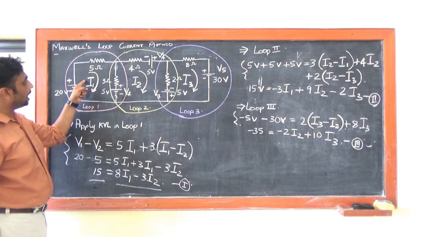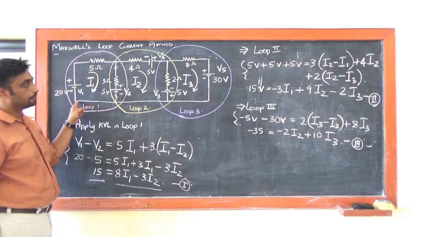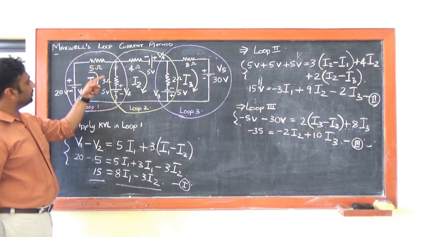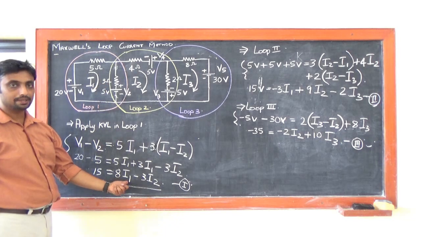form? First, check your I1 current. In your I1 loop, how many resistors are there? We have 5 ohms and we have 3 ohms. So 5 plus 3 is how much? 8. So we get 8I1.